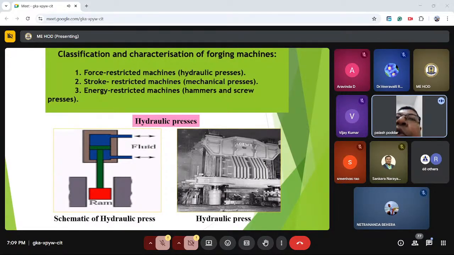Classification and characterization of forging machines. There are force restricted machines like hydraulic presses, stroke restricted machines like mechanical presses, and energy restricted machines like hammers and screw presses. This is the schematic of the hydraulic press. You can see it has a ram. Here the fluid will be pressed from the top and the ram will come down. Then again fluid will flow from the bottom and it will go up. In that way, the forging operation takes place. This is called a schematic for the hydraulic press.